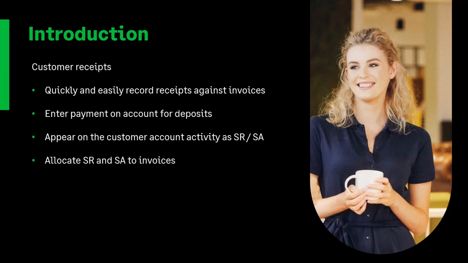Within Sage 50 accounts, receipts are displayed with the transaction type SR, which stands for sales receipt, while payments recorded on account are shown as SA, so sale on account, making them easy to identify. Once entered, both receipts and sales on account can be allocated to outstanding invoices. This helps to reduce or clear customer balances, maintains accurate records, and ensures payments are matched to the relevant transactions, so nothing's left unallocated.